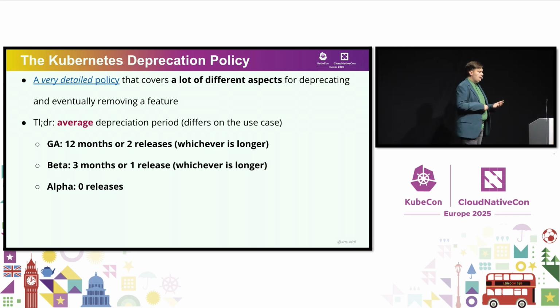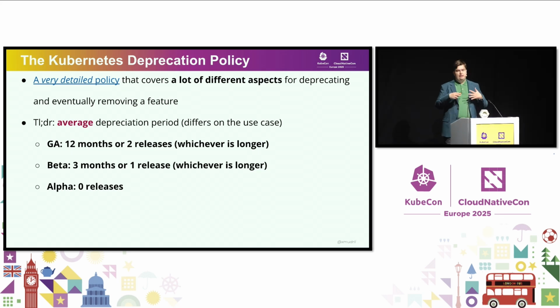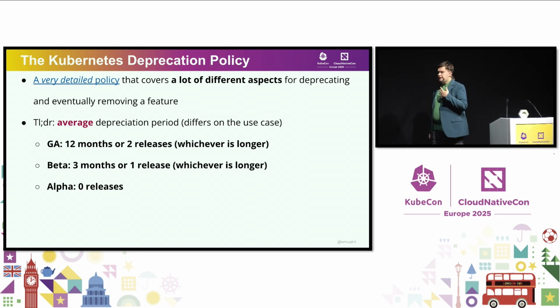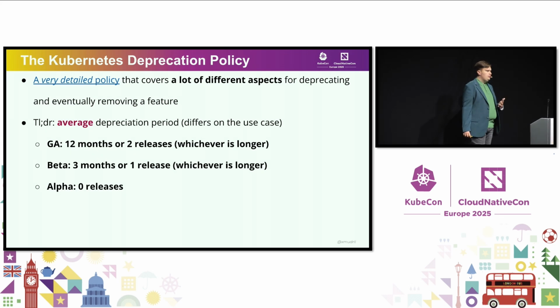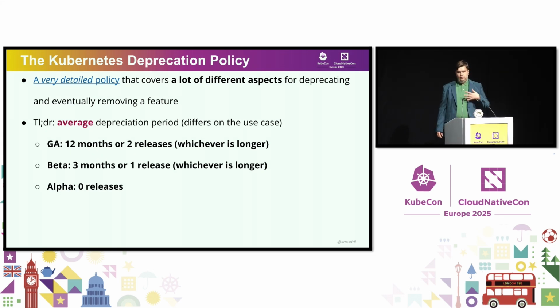As we said a little bit earlier, before you can remove a feature, you actually have to deprecate it first. And what is important for you as a user is that, on average, before a feature can be removed, it has to be deprecated for quite a long time. For generally available features, it takes 12 months or 2 releases, whichever is longer. For beta features, it is 3 months or 1 release. And alpha features can be removed at any time.